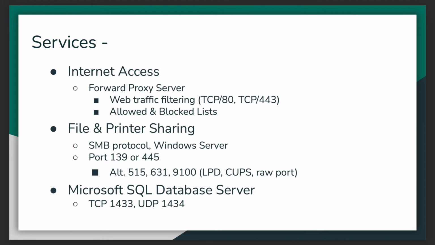Next, file and printer sharing would be handled by a Windows server through the SMB protocol. SMB uses ports 139 and 445. This service would allow employees to access file shares and also forward print jobs to the server. Alternative printing ports include 515, 631, and 9100.